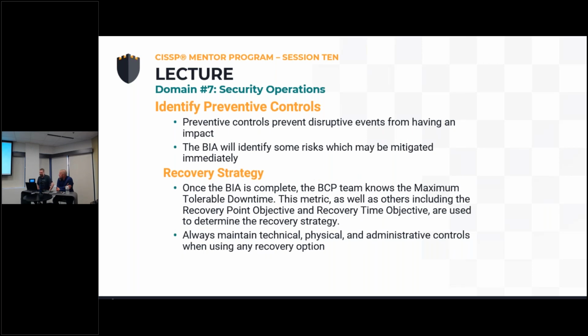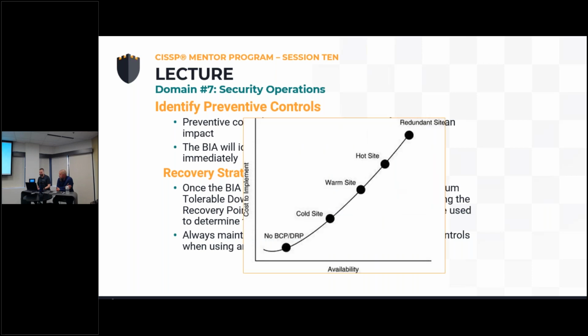Identify your preventative controls. Again, what can we do to minimize the impact? Redundant systems, redundant hardware, all those types of things. And then what's our recovery strategy? Now we know how long we can afford to be down. What's our recovery point objective? What's our recovery time objective? Once we get all those things in place, now we can put together the strategy to satisfy all those things.